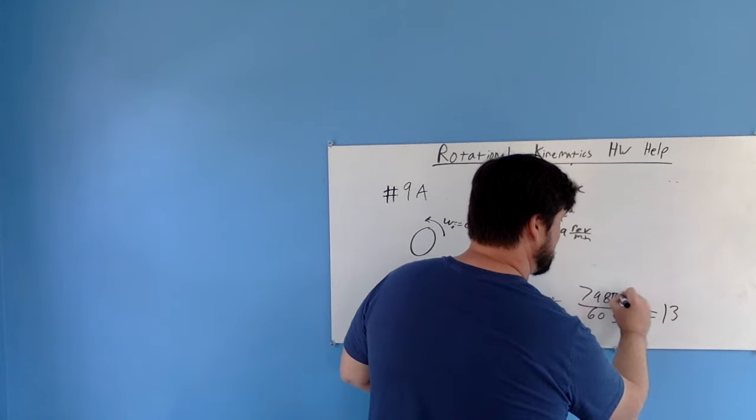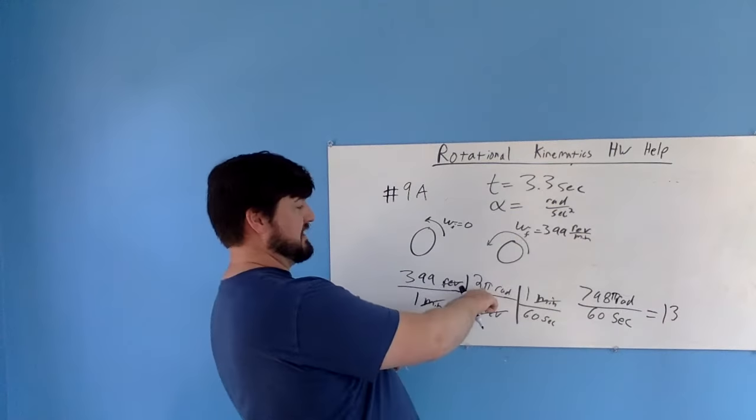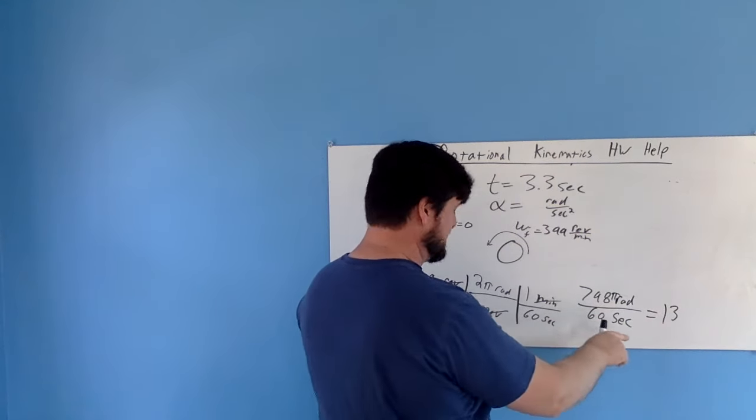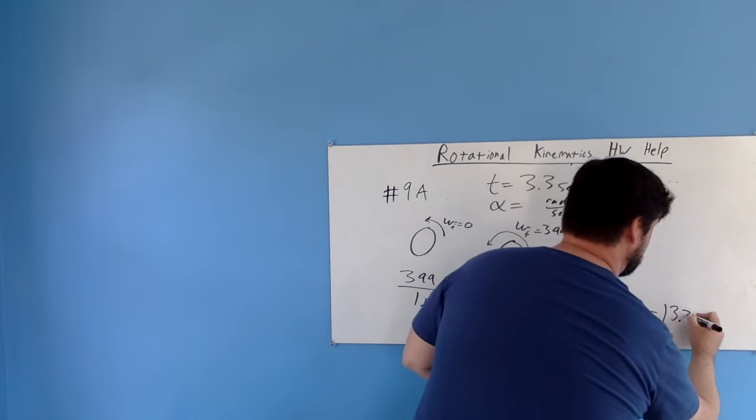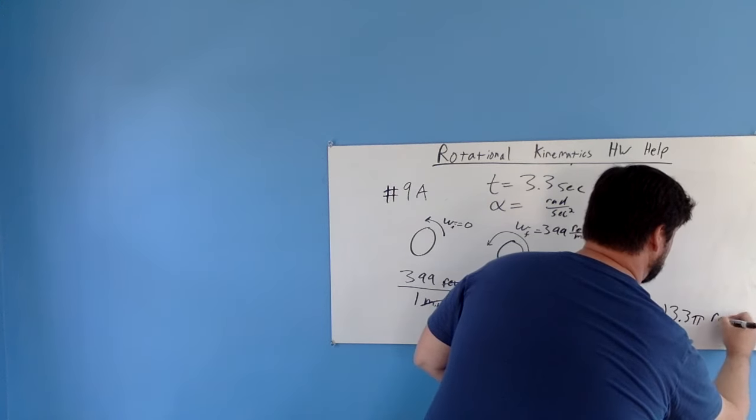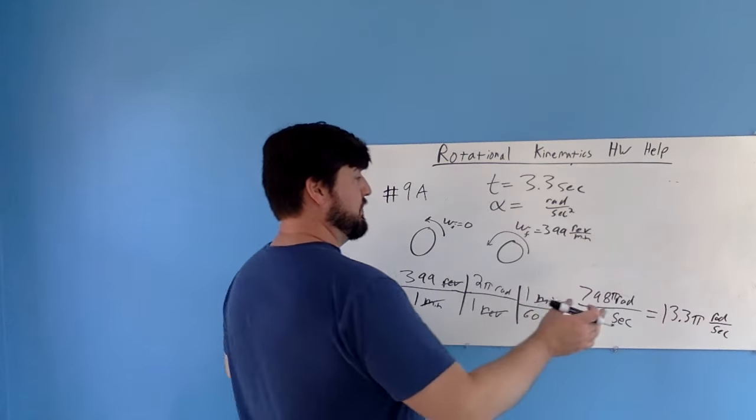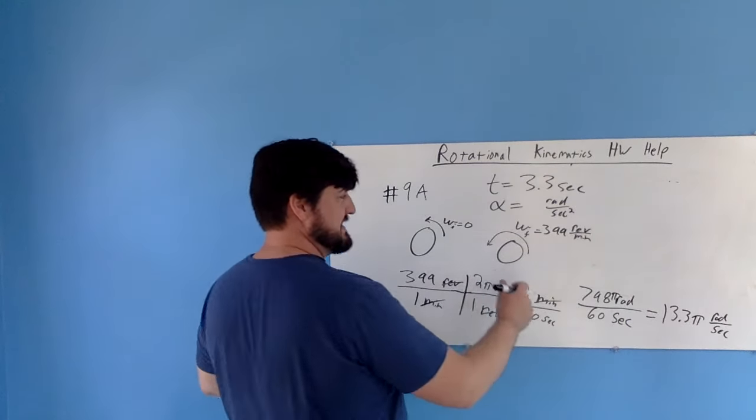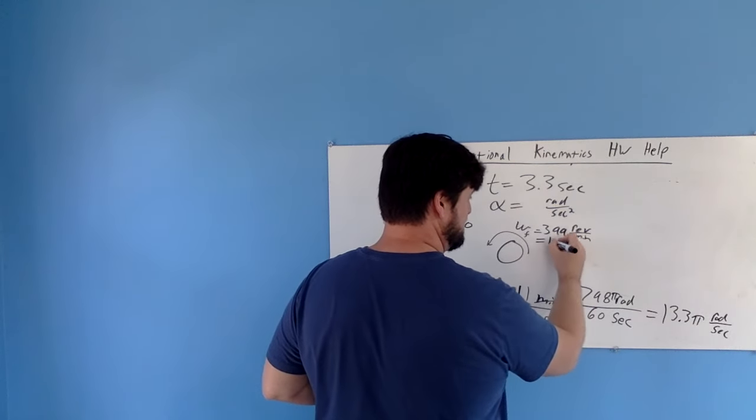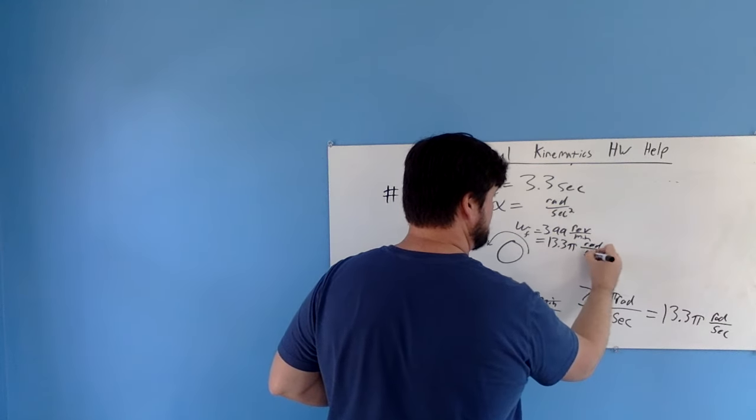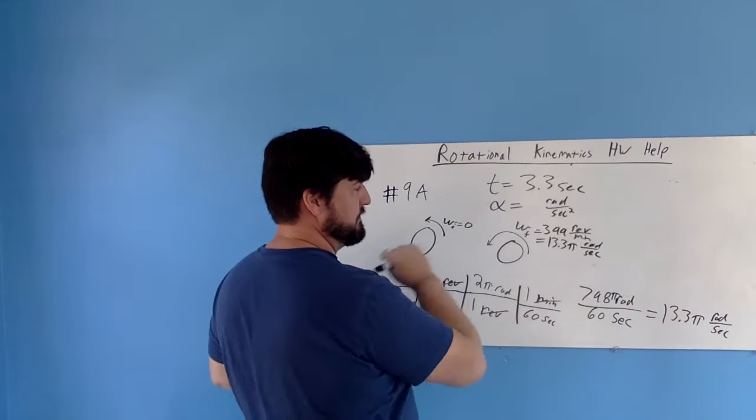798 pi radians. See, I forgot the pi in there. That also has to carry through. 798 pi radians over 60 seconds is 13.3 pi radians per second. You can multiply by pi right now if you want to. But I've got my omega. Okay, that is now my omega final. So that's also equal to 13.3 pi radians per second. That's my omega final.